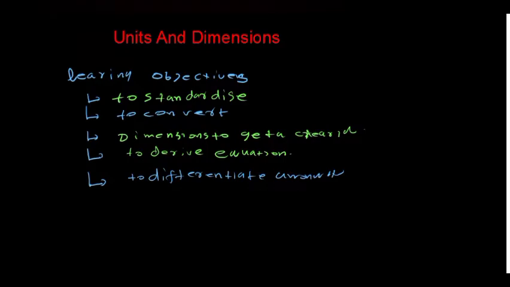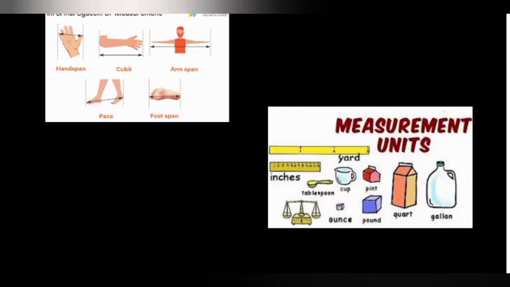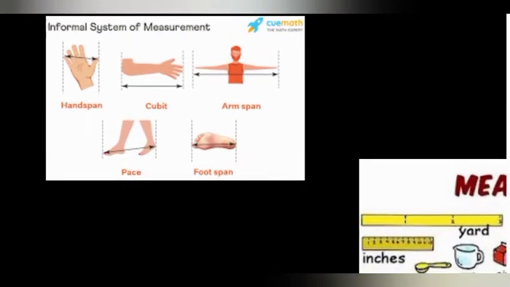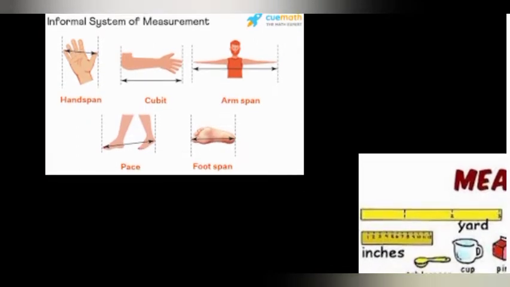So firstly, to standardize, let's see what that standardized thingy is. Have a good look here. You may see different things, like informal units of measurement. What are the informal units of measurement? Technically, the hand span. When you spread your hand, from the end of your thumb to your small finger is the hand span.